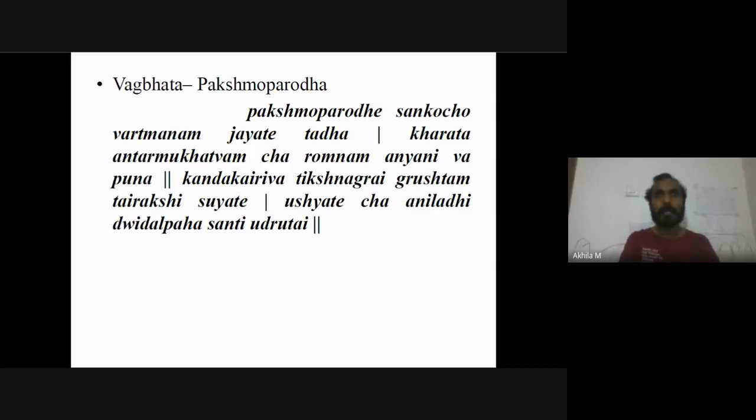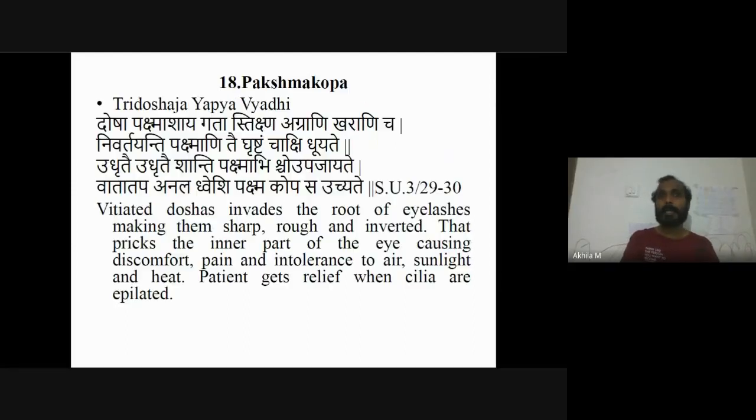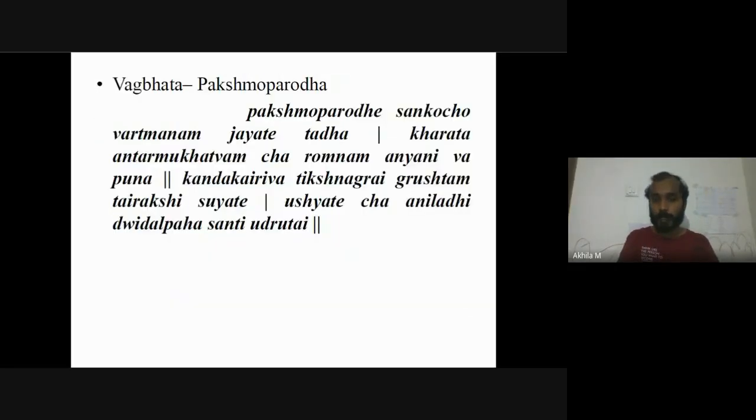The pakshma or the cilia become sharp pointed, kandagairiva, like that of a needle, tishna agri drishtam tai rakshi shuyate, that is irritating the akshi and making problems over the eye, irritating the cornea or conjunctiva. Uddhrute cha anidadi alpa shantir uddhrute, when we remove the misdirected cilia, the pakshma that is misdirected or tishna agra, the patient will get some relief. So this type of condition is called pakshmakopa or pakshma uparodha. Acharya Susruta told us pakshmakopa, Acharya Vagbhata told us pakshma uparodha.